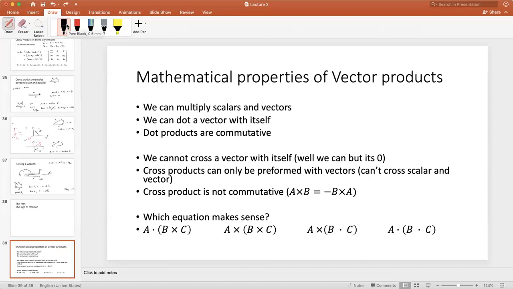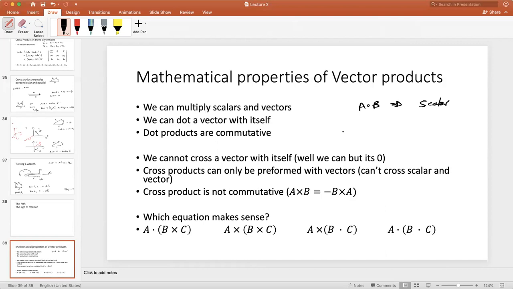I want to make sure that you understand the dot product. A dot B gives you a scalar, okay? And you can always dot a vector with itself. You get A squared. Dot products are commutative, which means A dot B is equal to B dot A.